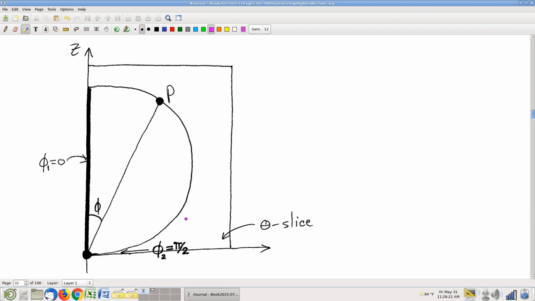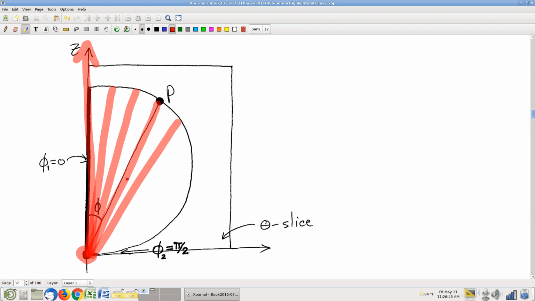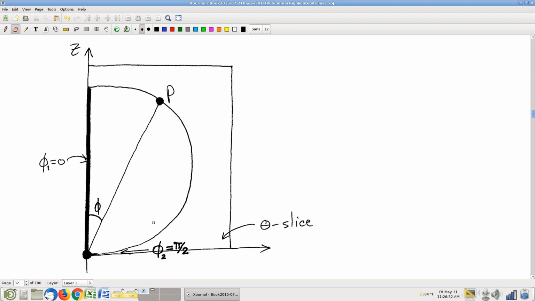phi. So looking at this theta slice, remember what phi is. Phi is the angle off of the z-axis as measured at the origin. So phi slices look like this. Right? You've got to think, how far do you have to go until you get all of this half disk? And I appeal to your geometric intuition. The last slice is going to be where phi is pi over 2. The first slice, of course, was where phi was equal to 0.